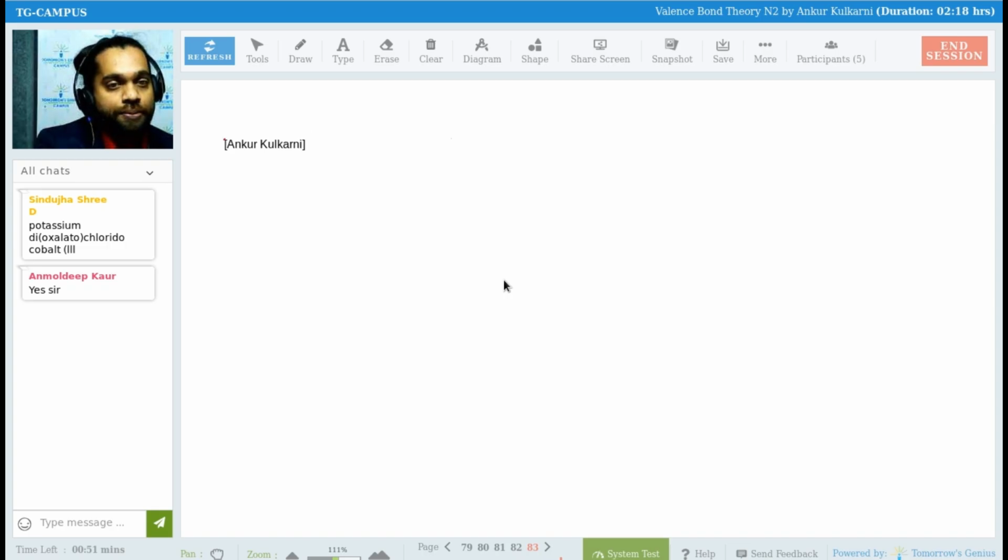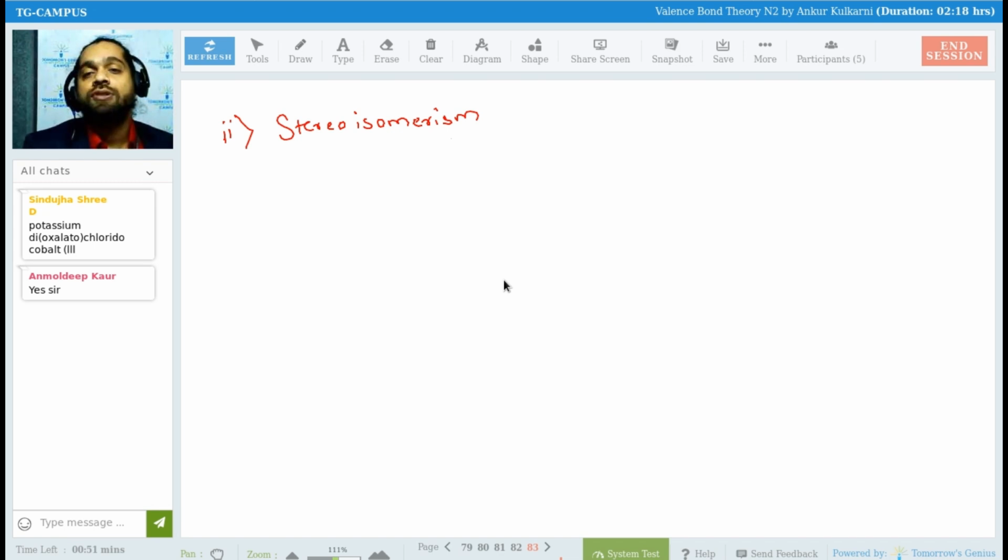Okay. Stereoisomerism. Now, stereoisomerism means what? Over here, even your chemical formula is the same. Only thing is the arrangement of the atoms in the complex will change. For example, look over here. So first, in the stereoisomerism, what we have is geometrical isomerism.